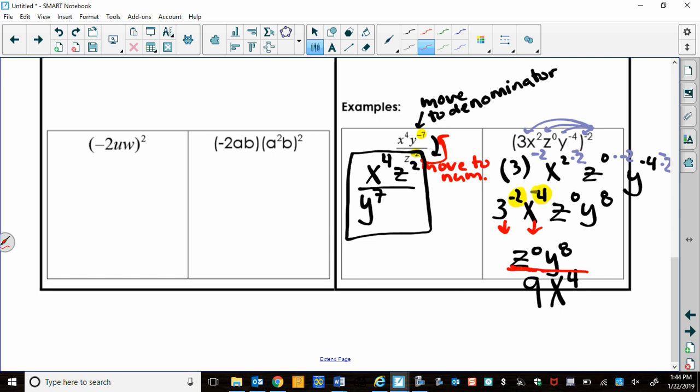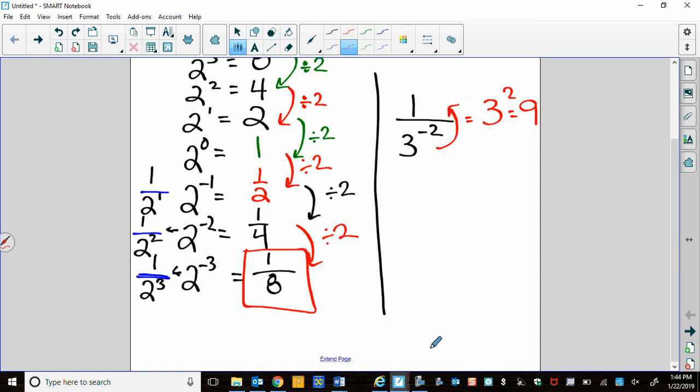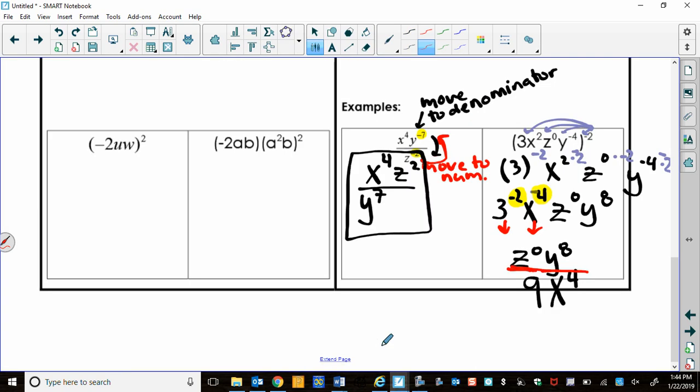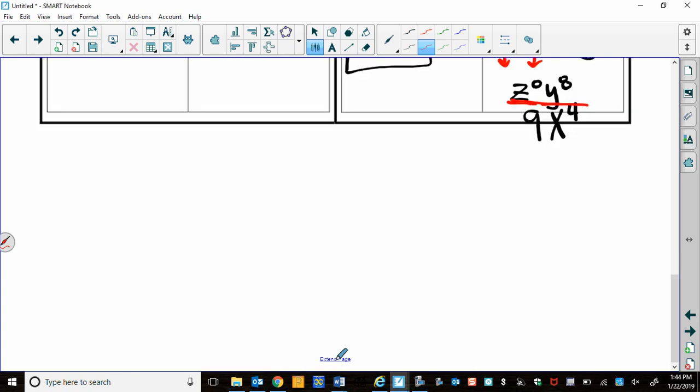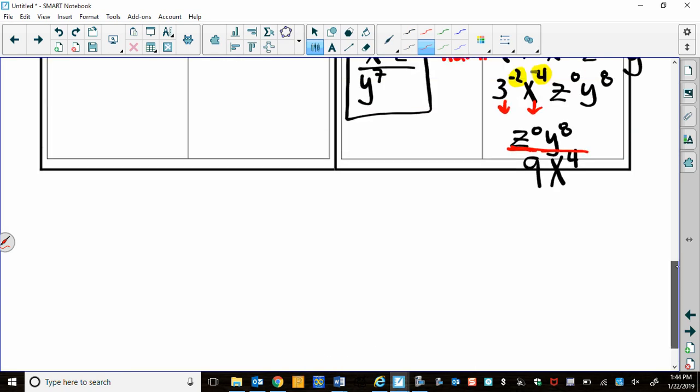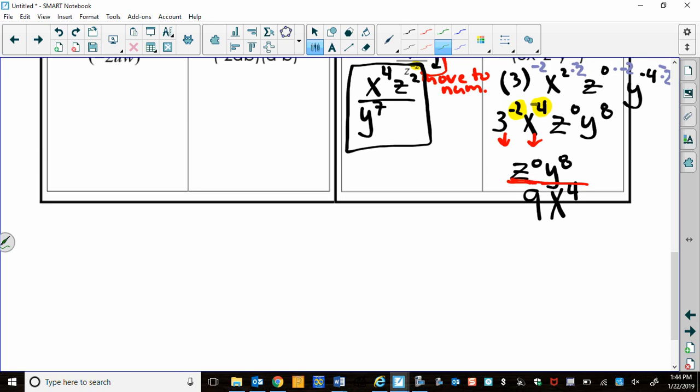One thing I do want to point out is the z to the 0 power. If you looked at our pattern before, anything to the 0 power is 1, even if it's a variable. So in this case, my final answer, once I simplified everything, I'll make this into 1. It'll be y to the 8th power all over 9x to the 4th power.